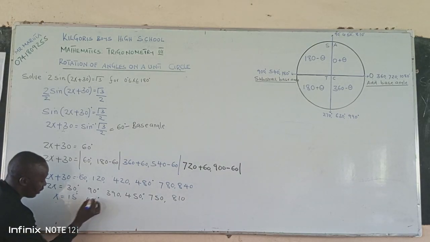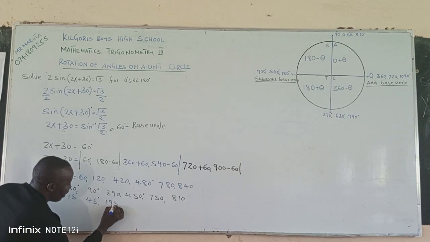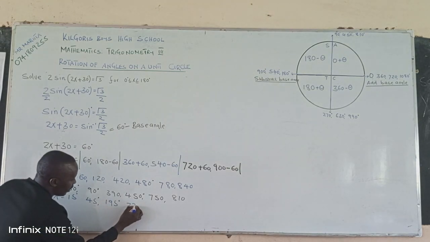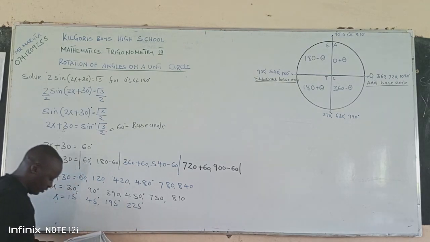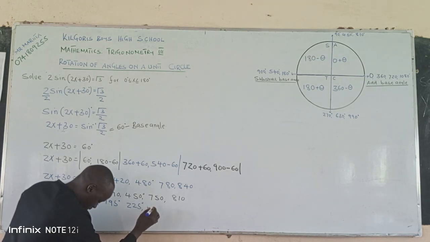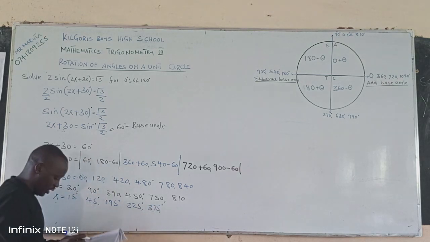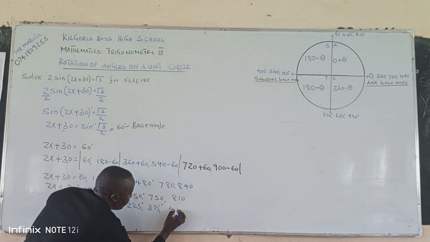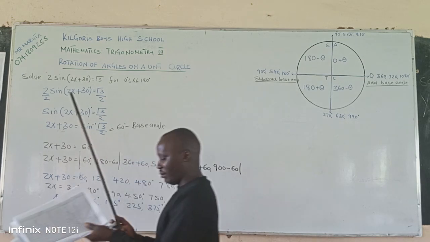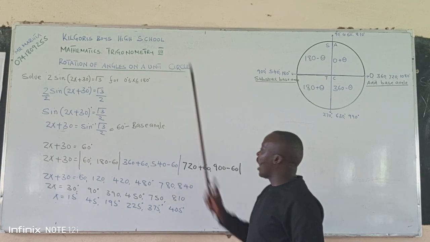Then we have 45 degrees. 390 divided by 2 gives 195 degrees. 450 divided by 2 gives 225 degrees. Then we have 375, and finally 405 degrees.